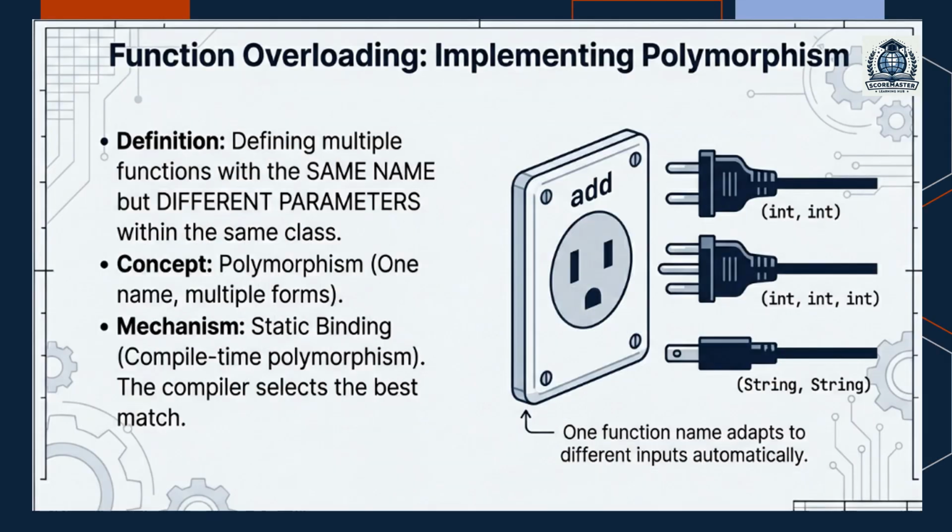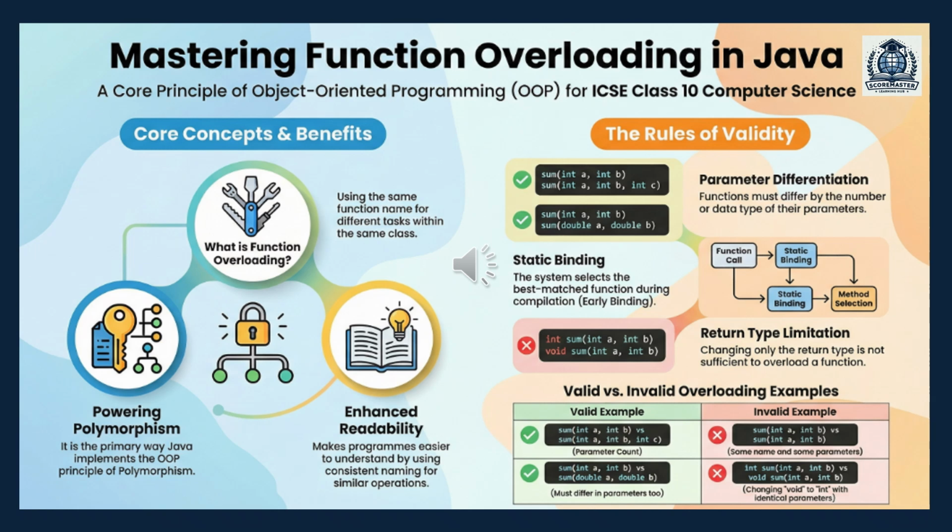Overloading lets one method name handle multiple parameter patterns. The compiler decides the match before execution. Change the parameters, not just the return type, or you're heading straight for a compilation error. Function overloading is precision coding: same name, different parameters, decided at compile time. If the parameters don't change, it's not overloading. It's a mistake waiting to crash compilation.